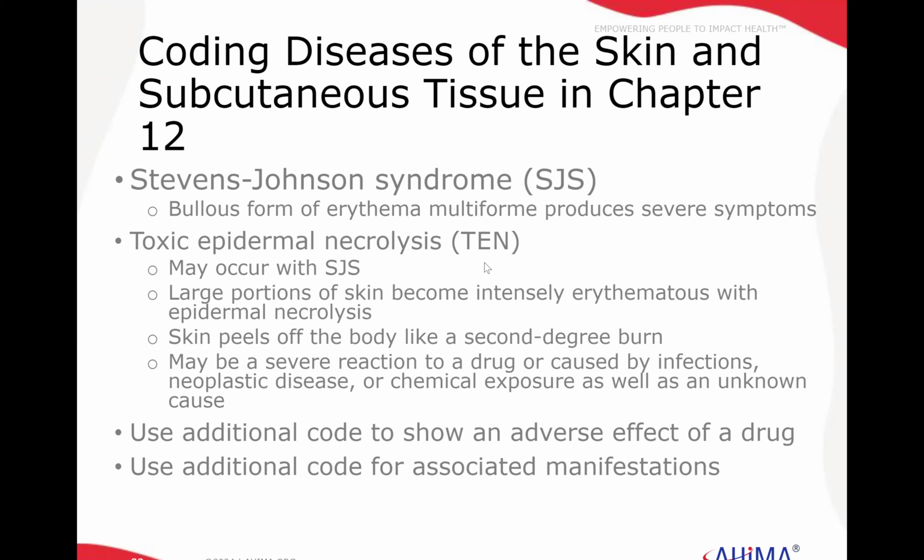We also have the Stevens-Johnson syndrome. Again, going back to what we said in an earlier chapter, an eponym or something named for somebody is always a good main term. Otherwise, syndrome is always a good bet. Toxic epidermal necrolysis, the TEN, is when large areas of skin become red and start to die off and peel off, almost like a burn. And sometimes this is caused by medication. If that's the case, we'd use an additional code to show an adverse effect of a drug.